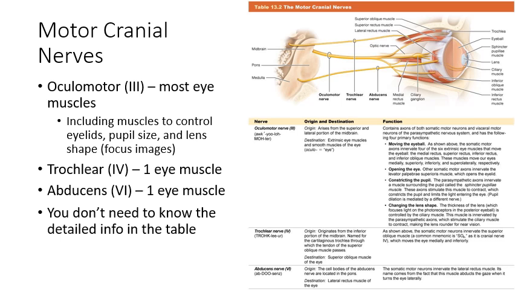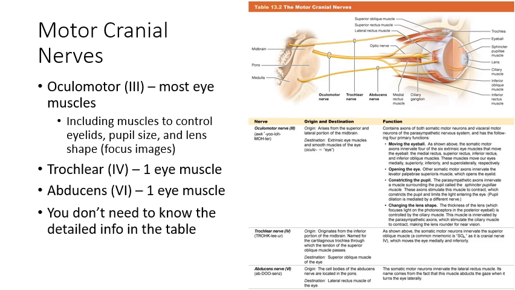Then we have the motor cranial nerves. The first one is cranial nerve 3, or the oculomotor nerve. That is controlling most of the muscles around your eye. You actually have 6 muscles around the eye that let you basically point it exactly where you want to point it. So most of those, actually 4 of those 6, are controlled by the oculomotor nerve.